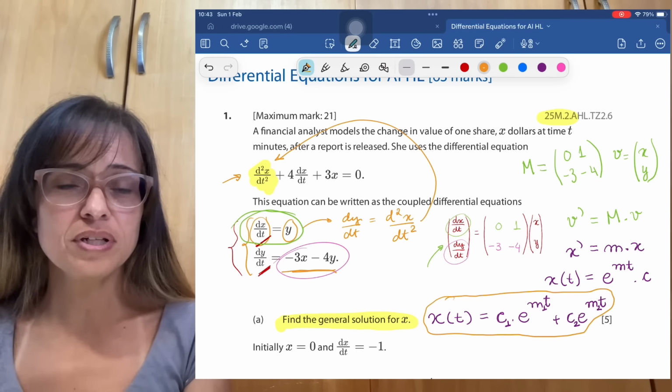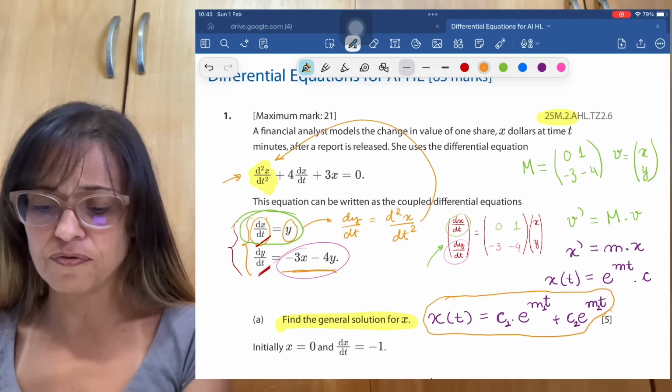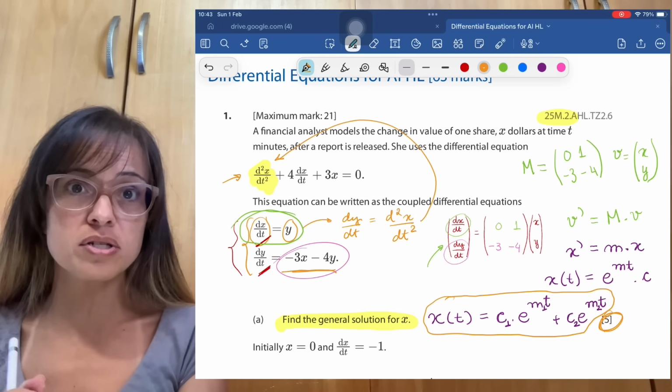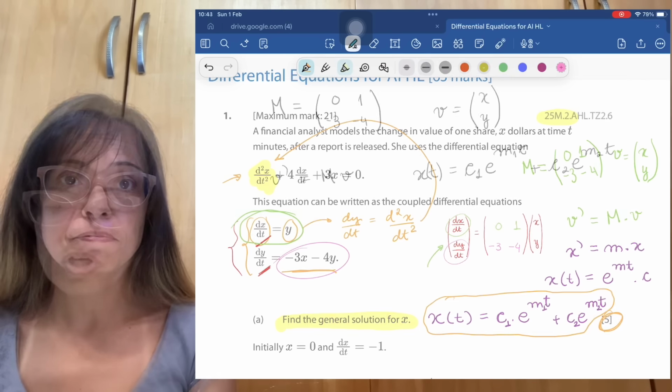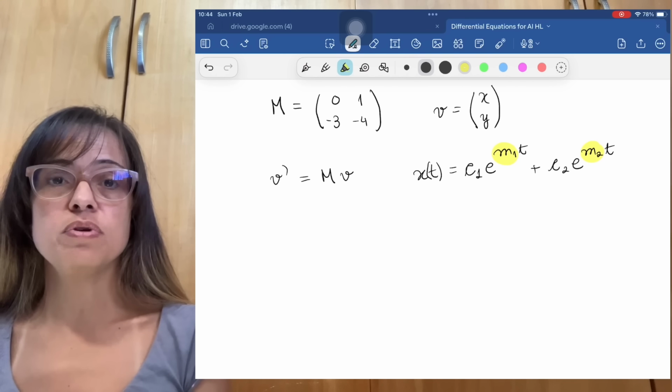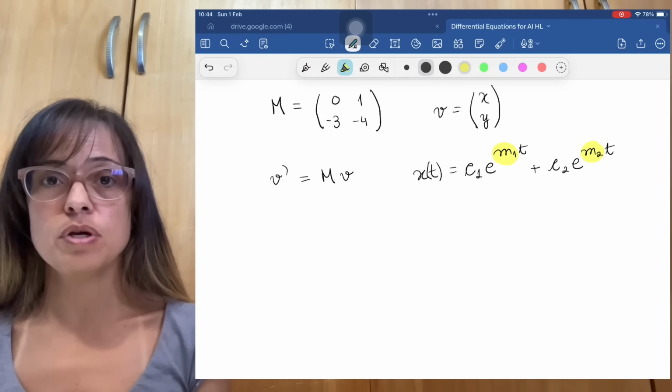So far, you haven't really done anything to the question, okay? It's worth 5 marks, and they are mostly going to come from figuring out the values of the constants and the values of the m's. So let's find the m's first. The m's are going to be the eigenvalues of the matrix M.